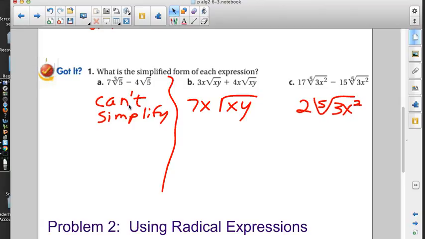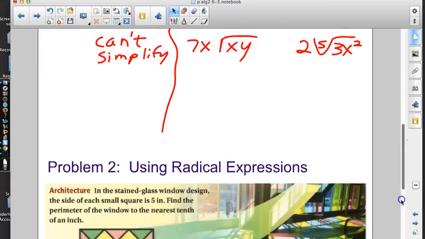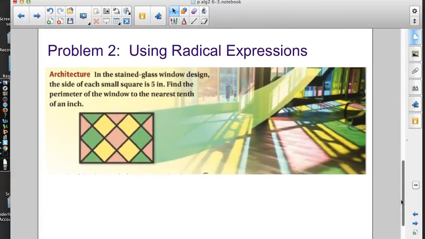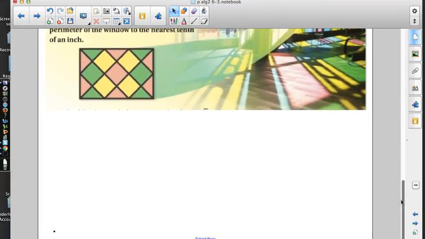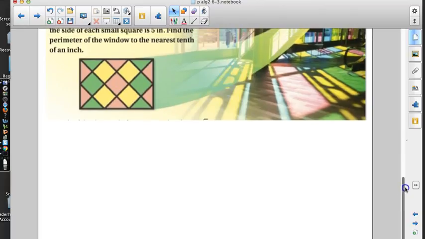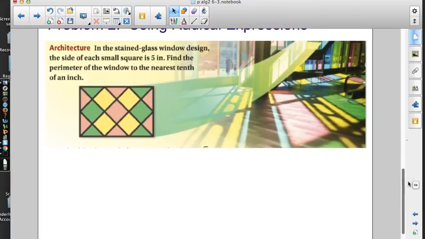So down here, kind of an odd place for the word problem, we plop it right in the middle and make us think geometry. The G word. Geometry. So we've got this nice little stained glass here, and it says, in the stained glass window design, the side of each small square is 5 inches. Find the perimeter of the window to the nearest tenth of an inch.